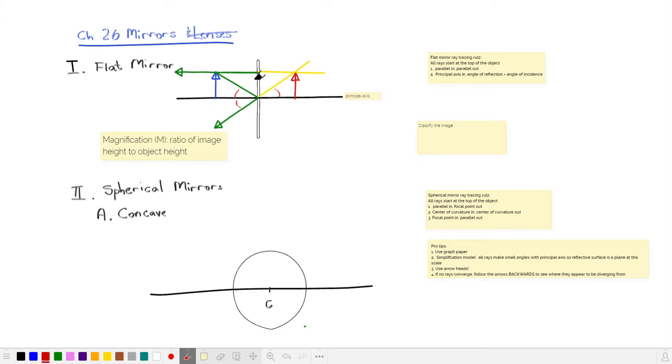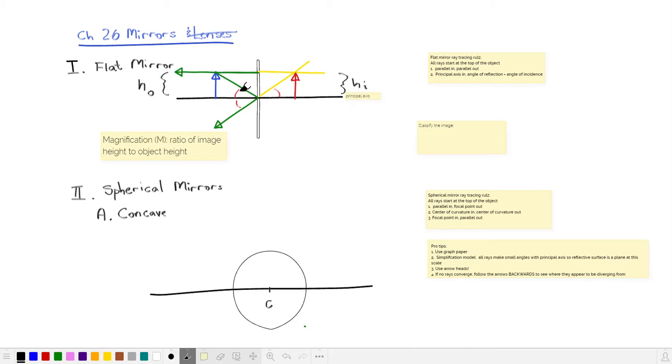And this height where the top ray strikes the mirror is the image height. And this height is the, I keep getting that backwards, is the object height, and this is the image height.